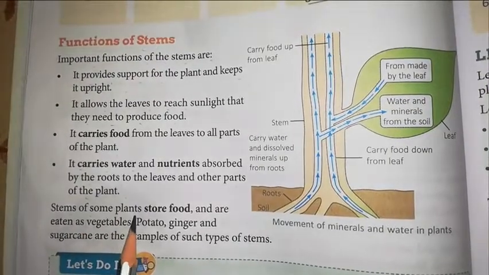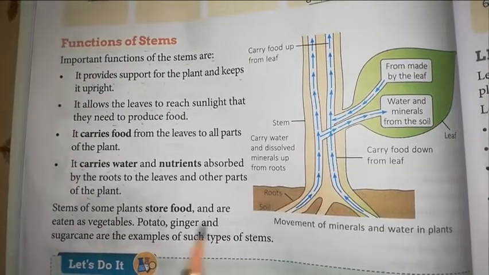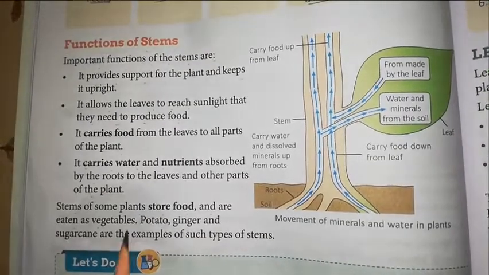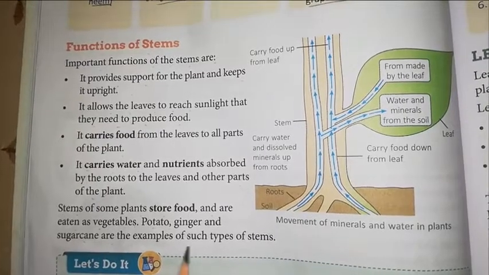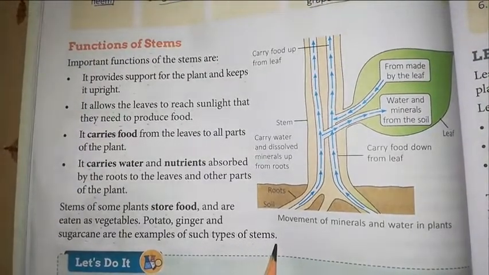Stems of some plants store food and are eaten as vegetables. Potato, ginger and sugarcane are the examples of such type of stems.